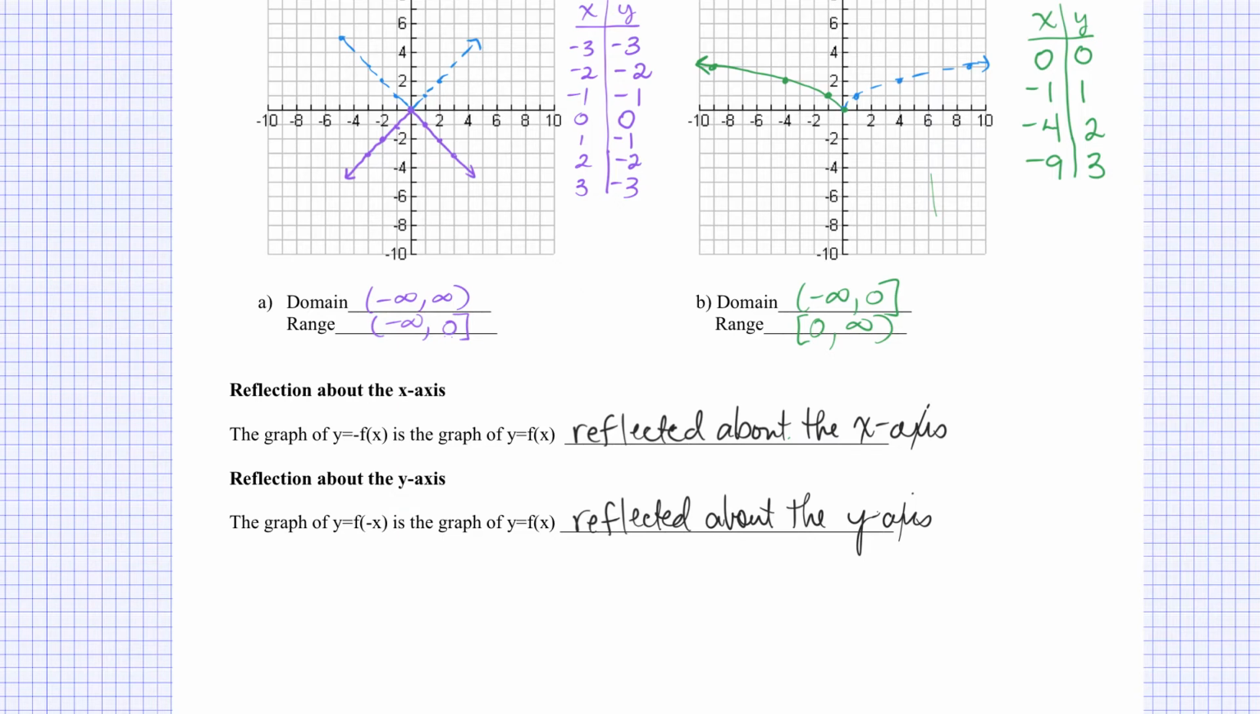And so the generality there has to do with reflections, and it makes a difference where that negative sign is found, right? If it's the opposite of f of x, then that's going to be a reflection about the x-axis. If it's f of the opposite of x, then that's going to be a reflection about the y-axis.